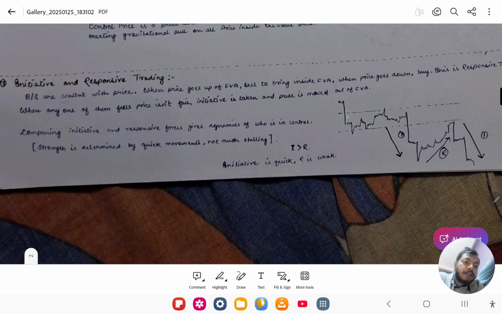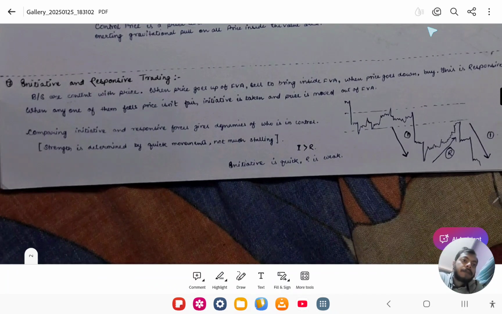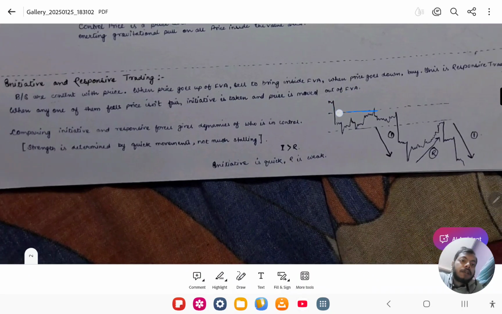So we can see here we had a fair value area. The sellers now find that this instrument is not fairly priced. They think that it is quite expensive, so they start selling in greater quantity, which brings price back down. So this is called an initiative move taken by the sellers. Counterpart to it, buyers start buying.